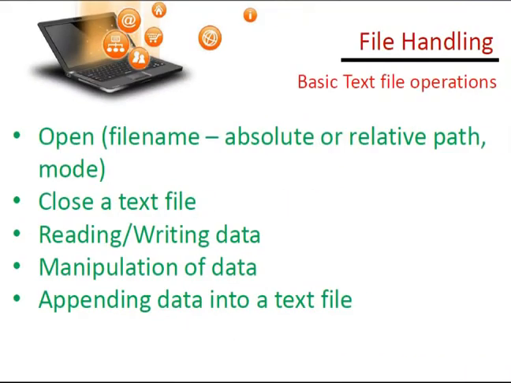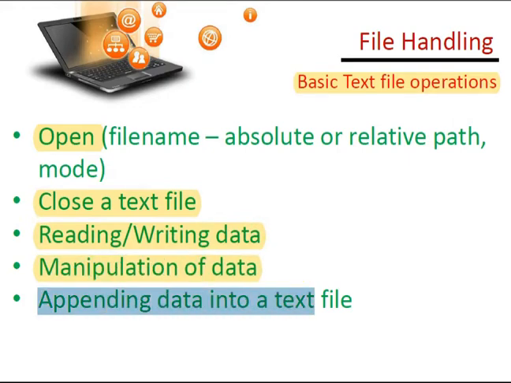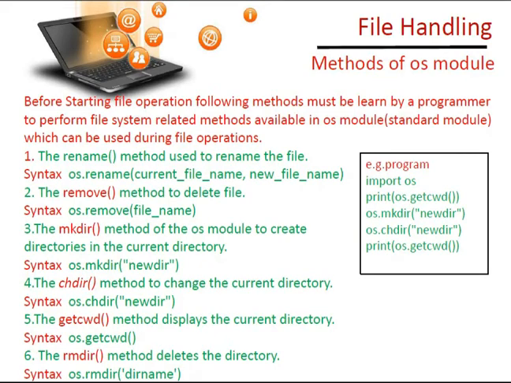In this topic we have some instructions to handle the text file, basic text file operations. So here first we are using the open function, then we have to close the file, and before closing the text file, we can read it, write it, manipulate data, append data in a text file, meaning we can start writing or reading from where we have left. Before starting file operations, the following methods must be learned by a programmer to perform file system related tasks, available in the os module. It's a default module from the library, which can be used during file operations.